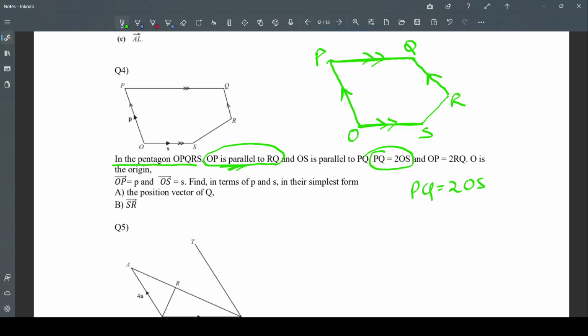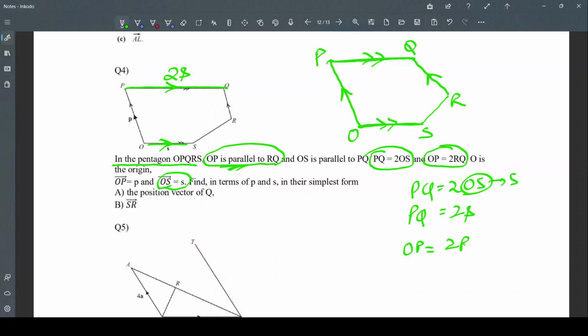So if it is 2 times OS, I think we are given OS, right? OS is equal to S. So PQ will be equal to what? 2S. OS is given as S in the question itself. You can also see here the OS length is S, so PQ will be equal to 2S because PQ is double of OS.